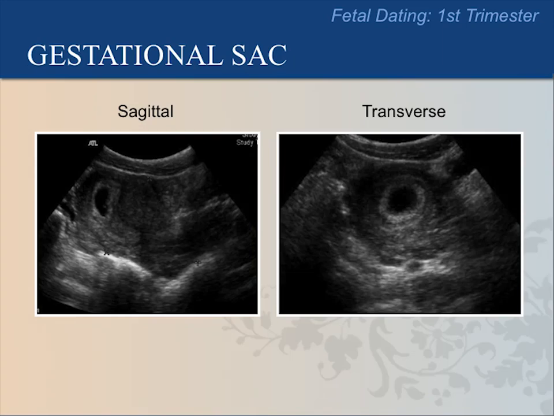These are sagittal and transverse images of the uterus showing a collection of fluid. Here we have labeled the gestational sac, which is the fluid sac that contains the fetus. In a very early pregnancy, you may see a gestational sac without any other structures.